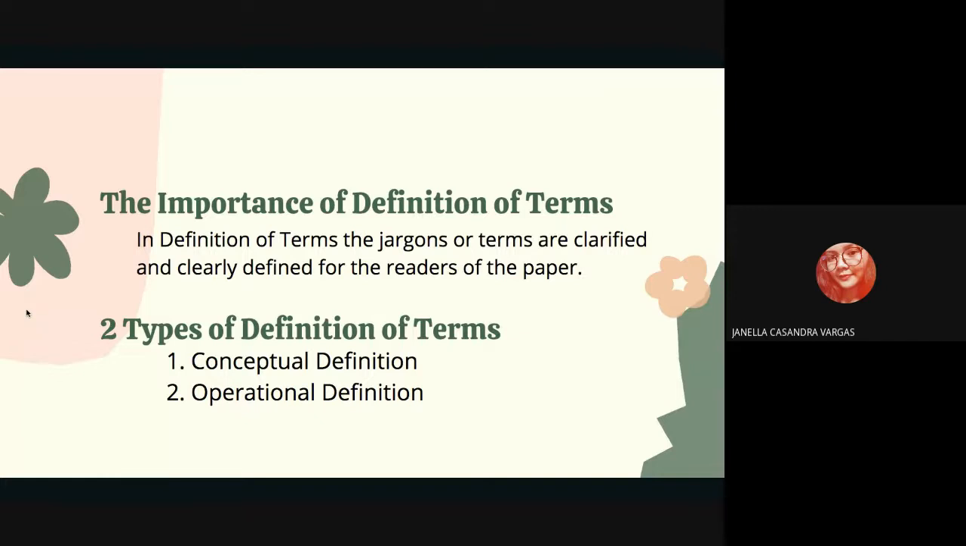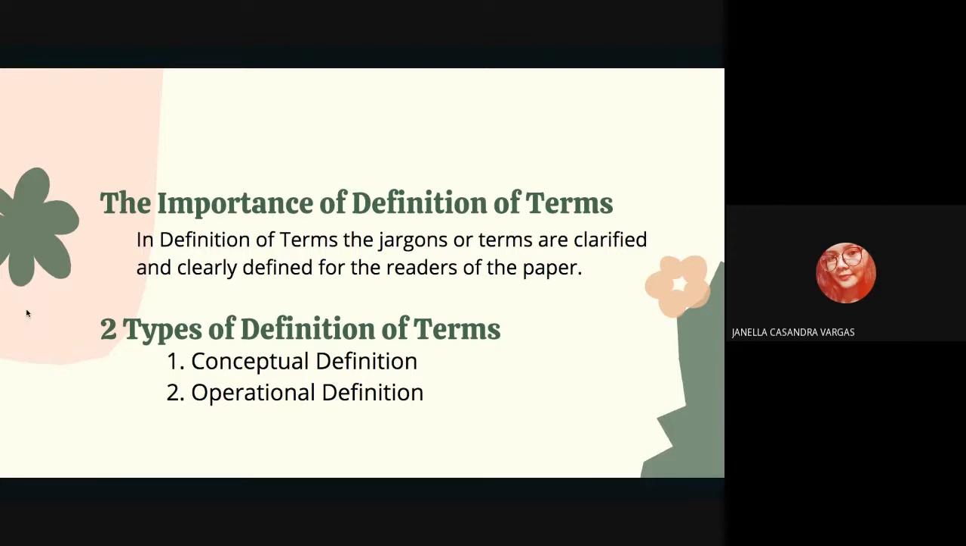So, why is it important to include on your research paper the definition of terms? Because through this, the jargons or terms are clarified and clearly defined for the readers. Yes, as the researcher, you also need to consider your readers, especially if they are outside of your field or discipline, because not everyone has the same understanding or meaning for a word or term.